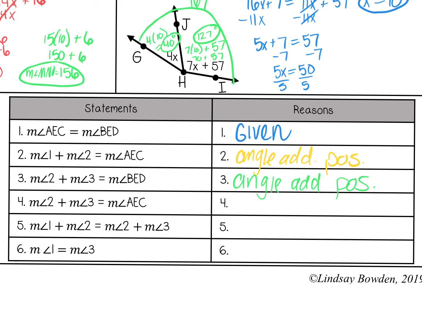All right, so let's see if we can figure out how we got step 4. So this says 2 plus 3, right, which is what we have here, right, in step 3. But now, instead of BED, we have AEC. So that's what changed, right? So we were able to change BED to AEC because we were given that those two things are equal. So since we're just changing out one of them, or one part, that is substitution.